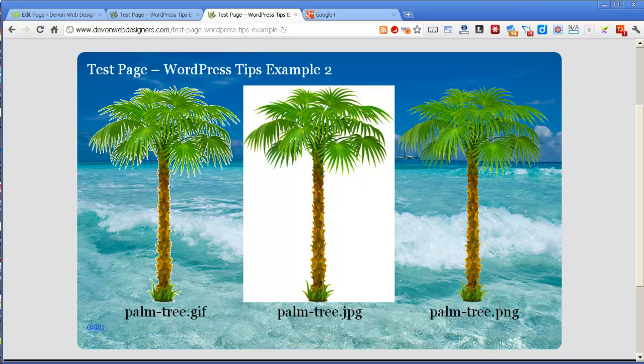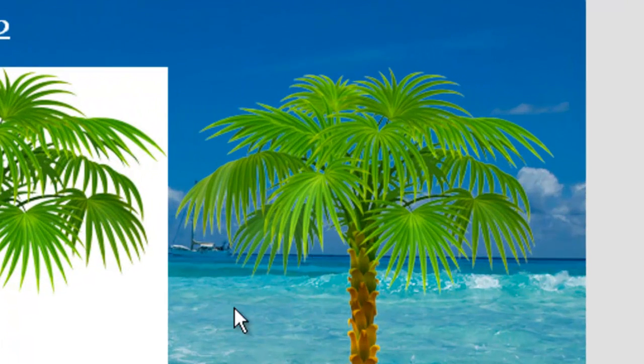And the PNG file, if you look at this and compare it to the GIF, you can see that it also has transparency, but it doesn't suffer from this edging problem around complicated areas of the image.